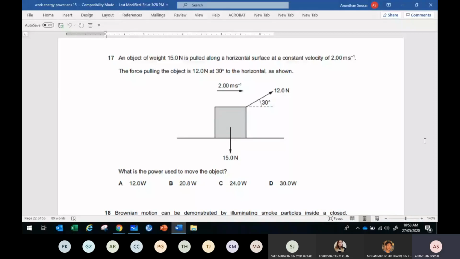So work done by the thrust equals gain in EP, gain in EK, plus heat. What is the power used to move the object? Which power are they looking for? Input power or output power? The power used to move the object means the input power, the power of the thrust. The question is asking for the power of the thrust.